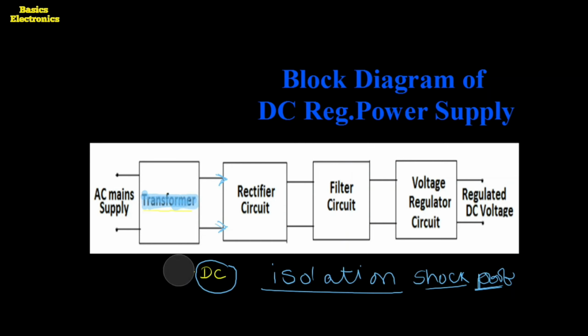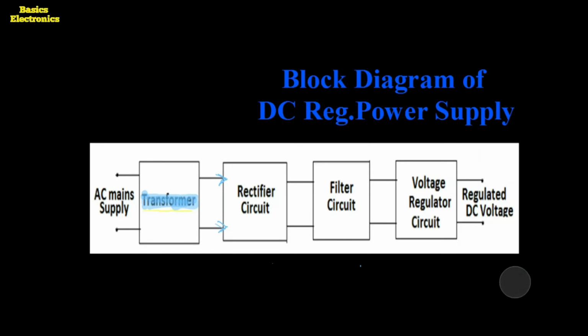The AC voltage which we are going to apply is bidirectional. If you see the waveform of the AC voltage, it looks like this. There is one positive half cycle, and after this there is a negative half cycle.